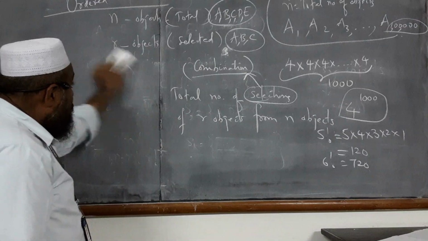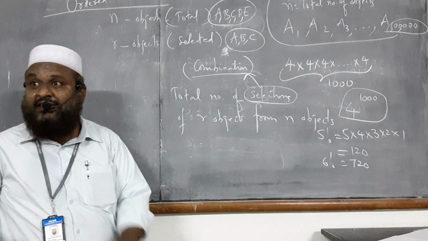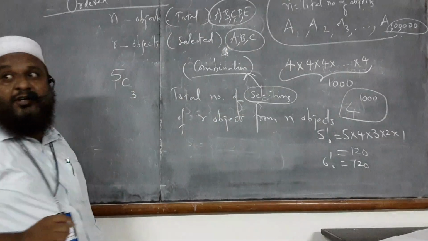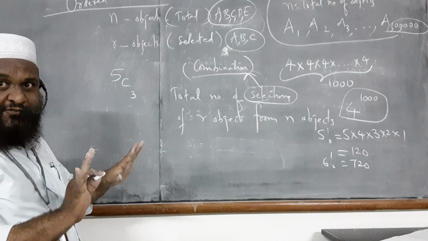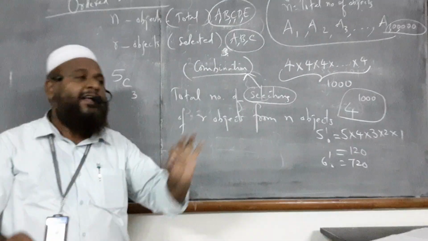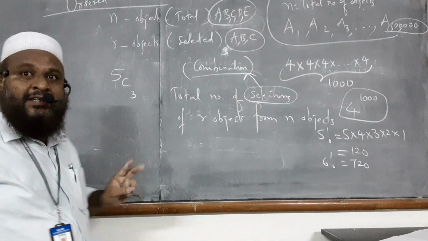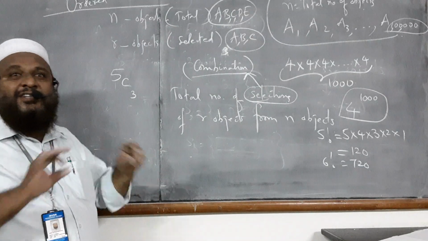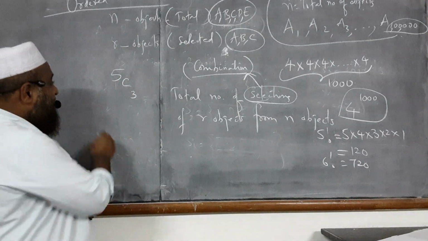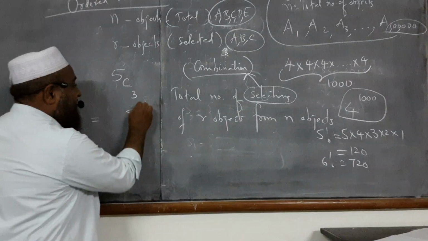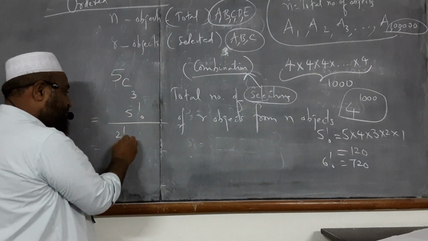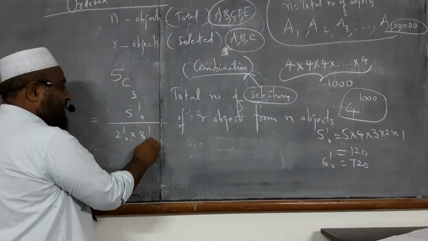Now, how many will come in this case? 5C3 will be the total number of selections, and that too unordered. Instead of every time saying unordered selections, ordered selections, we will simply say combinations, permutations. Without permutations and combinations, there is no counting. Back to the point, 5C3. How will you get the value of 5C3? 5 factorial divided by 5 minus 3 factorial, that is 2 factorial, into 3 factorial.